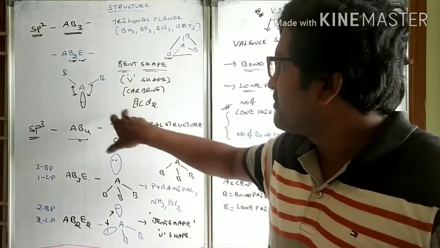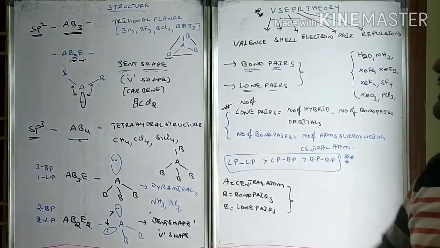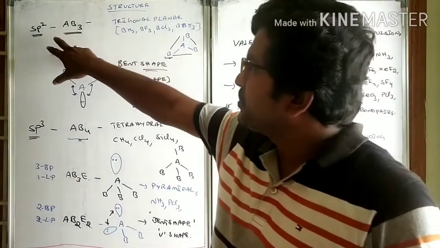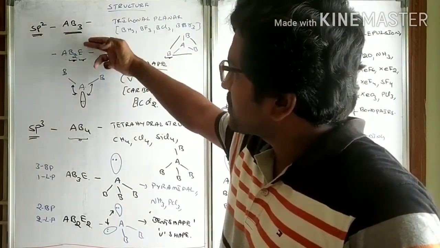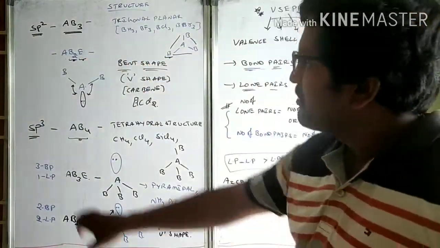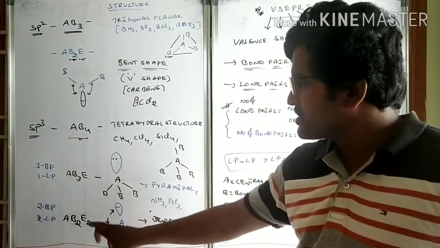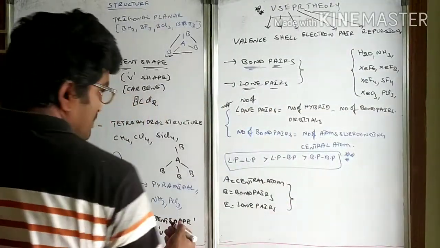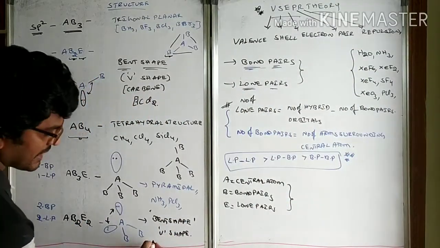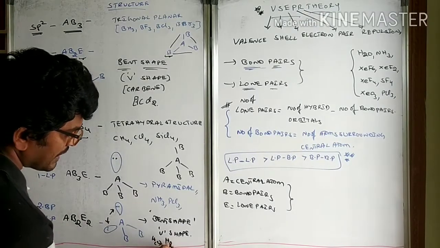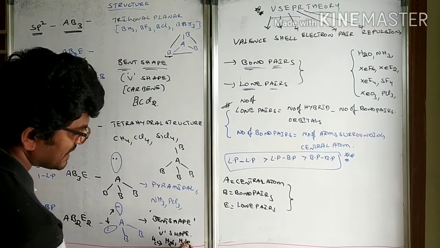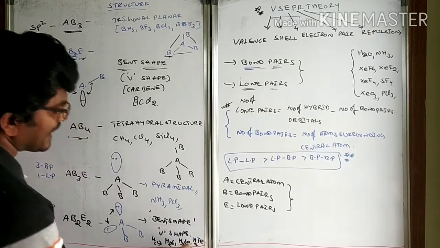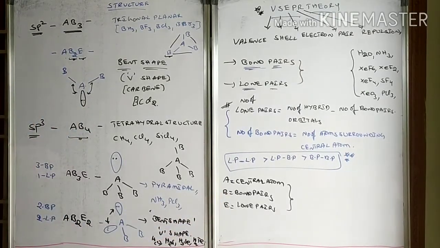sp2 hybridization with a lone pair. Like this we can study, for sp2 hybridization, how many structures are possible with lone pairs. For sp3 hybridization, how many structures are possible with the lone pairs. You can have examples for this one, bent shape. You can have examples like H2O, H2S, H2Se and then H2Te, hydrides of the oxygen family. You can have them as best examples for this thing.